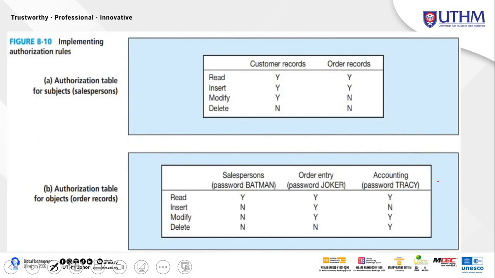You can see here an authorization table for subject salesperson, and the next one is order records. In the sales section, the customer can read the records, yes; insert record, yes; modify record, yes; delete record, no. You can't simply delete because of integrity constraints. The same applies for the next one, the authorization table for objects.